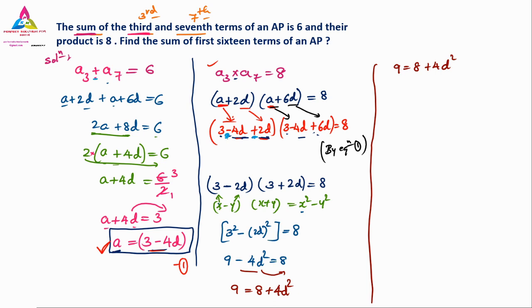Now we have to shift this 8 because we have to bring the known things to one side. So 9 is known and 8 is known, 4d square is unknown. So 9 minus 8 is equals to 4d square, and 9 minus 8 is nothing but 1 is equals to 4d square. Next we have to keep this d square here, only this 4 we have to shift. It is multiplied between 4 and d square, so it will be 1 divided by 4.